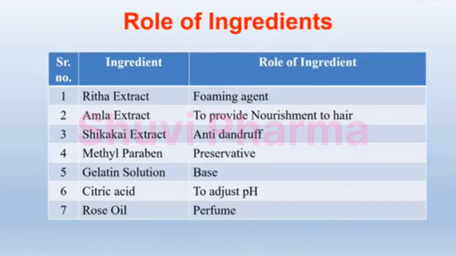Reetha is used as a foaming agent. Then amla extract is to provide nourishment to hair. Shikakai extract is an anti-dandruff. Then methyl paraben is used as a preservative. Gelatin solution is the base of the shampoo. Then citric acid is to adjust the pH of the shampoo. Rose oil is used as a perfume.